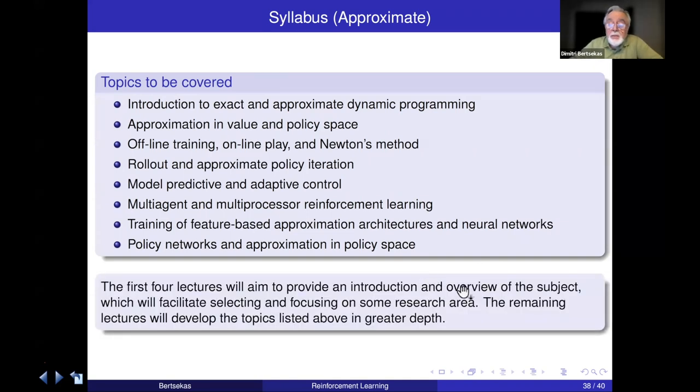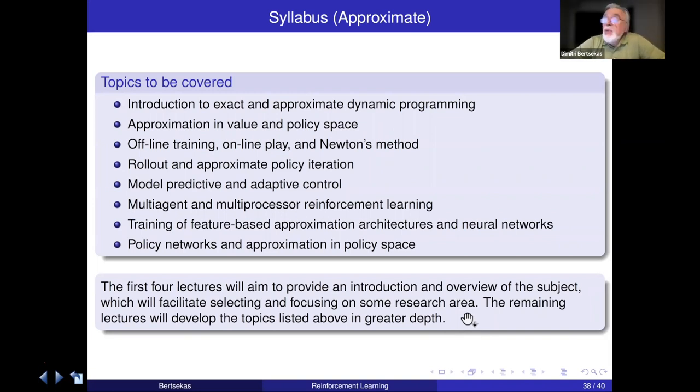So the first four lectures are going to provide an introduction and an overview of the subject. I want to bring you to the point where you can read some literature and get started on your term paper, hopefully after the first four lectures. Then we're going to discuss some of these topics selectively in greater or lesser depth.